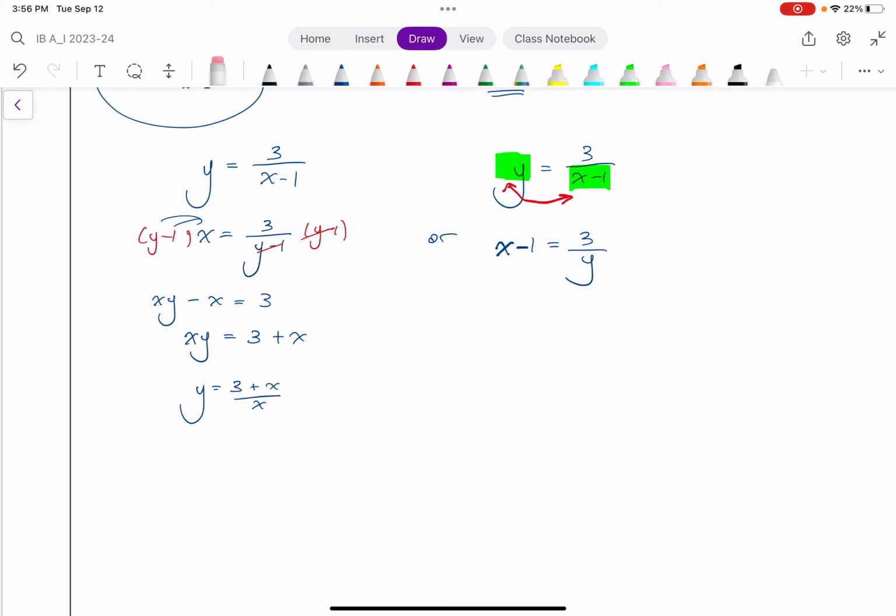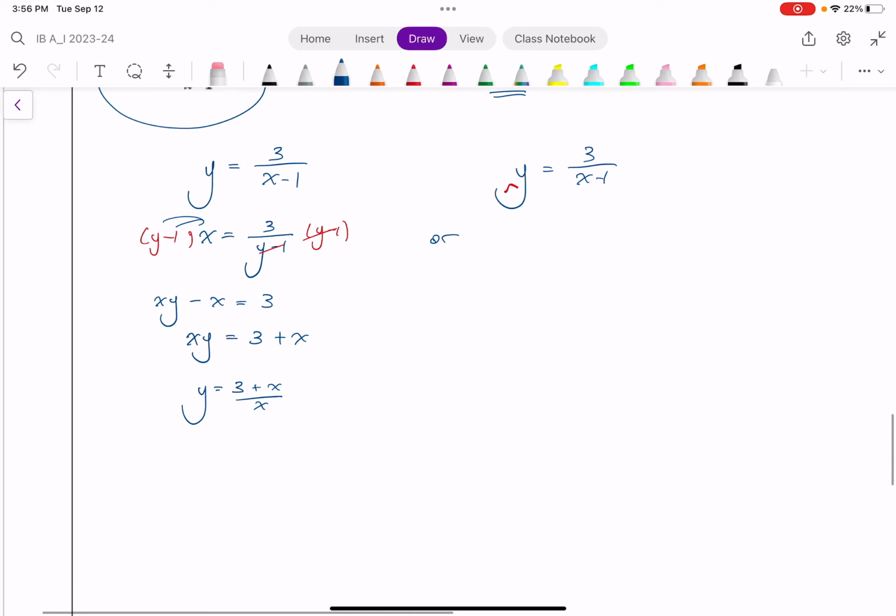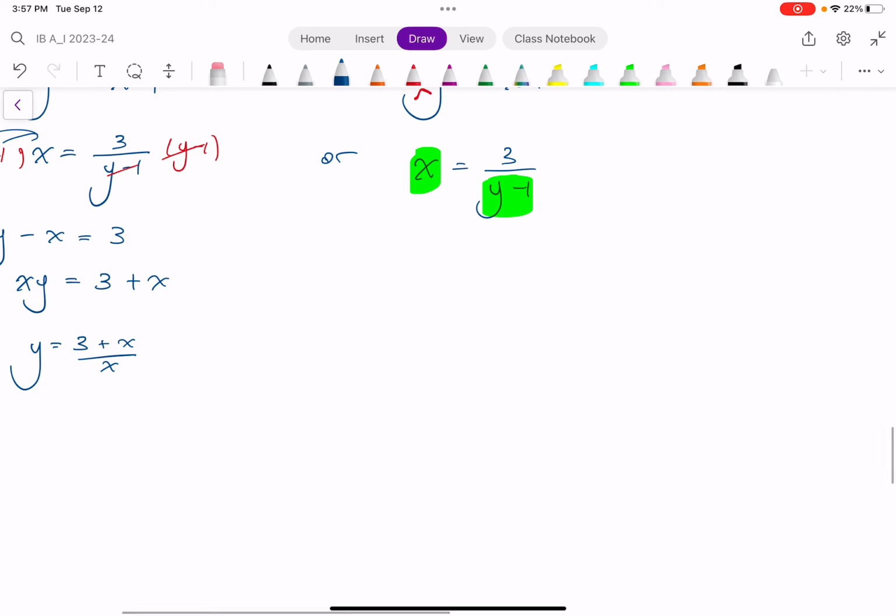Oops, what am I doing? Silly me. First I've got to swap around x and y. Forgive me. That said, similar idea. If I swap these two around, that's what I meant to do. First, I've got to swap around my inputs and outputs. So I get y minus 1 equals 3 over x.